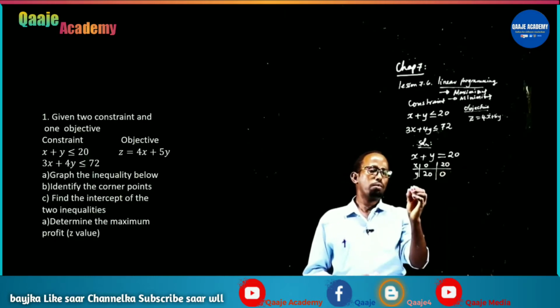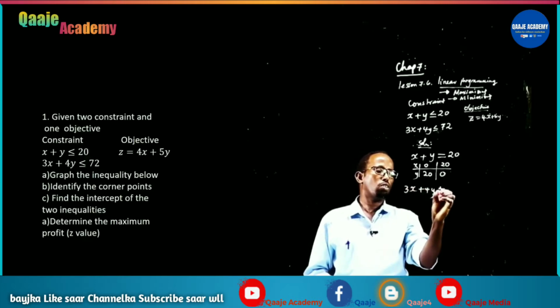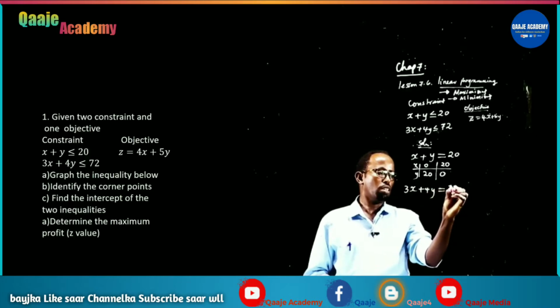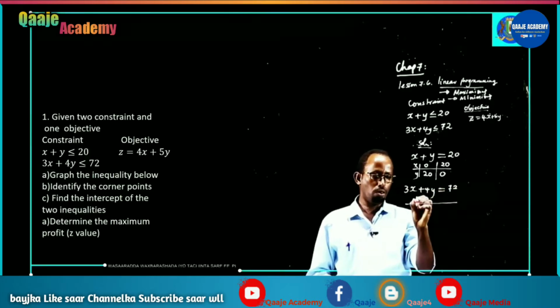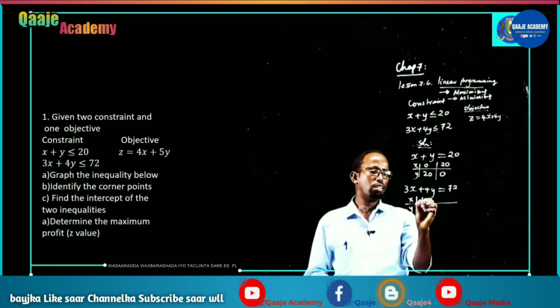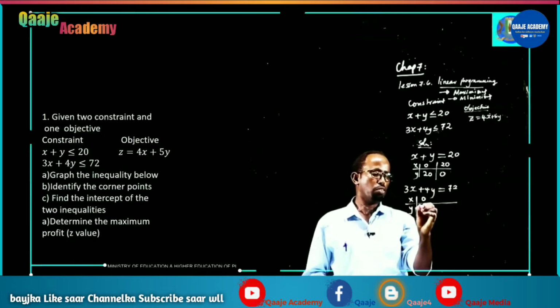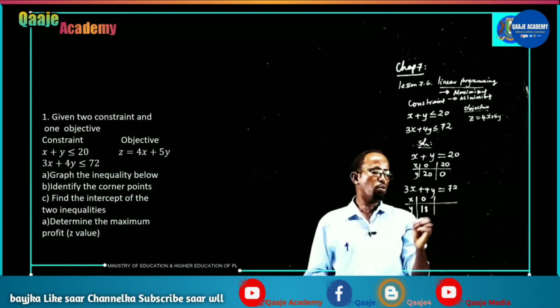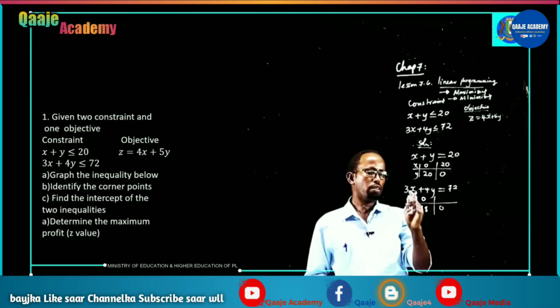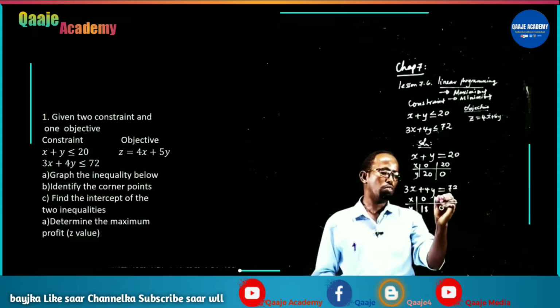The second one, 3x plus 4y is equal to 72. And then you come up again with the table of values, so we have x and y. When x is 0, 4y is equal to 72, meaning divide both sides by 4, you get 18. And when y is 0, 3x is equal to 72, divide by 3, you get 24.